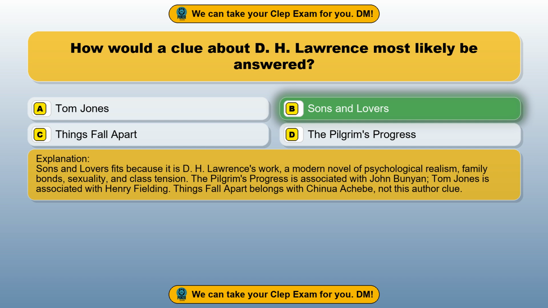Sons and Lovers fits because it is D.H. Lawrence's work, a modern novel of psychological realism, family bonds, sexuality and class tension. The Pilgrim's Progress is associated with John Bunyan, Tom Jones is associated with Henry Fielding. Things Fall Apart belongs with Chinua Achebe, not this author clue.